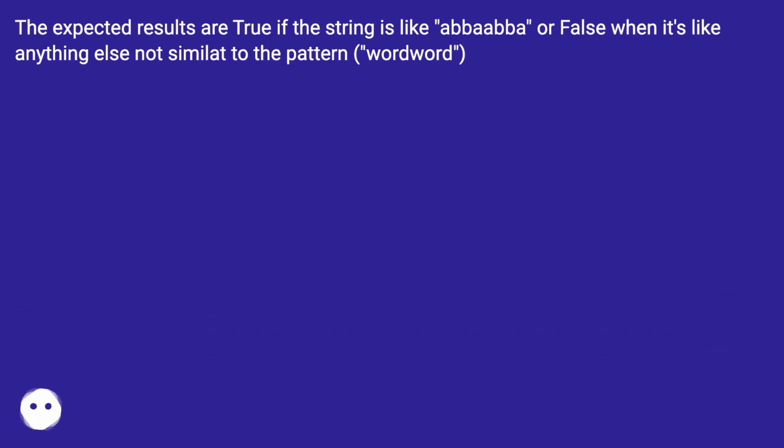The expected results are true if the string is like abeaba, or false when it's like anything else not similar to the pattern word.